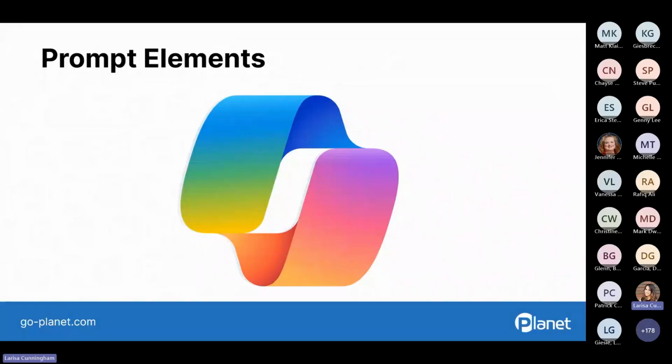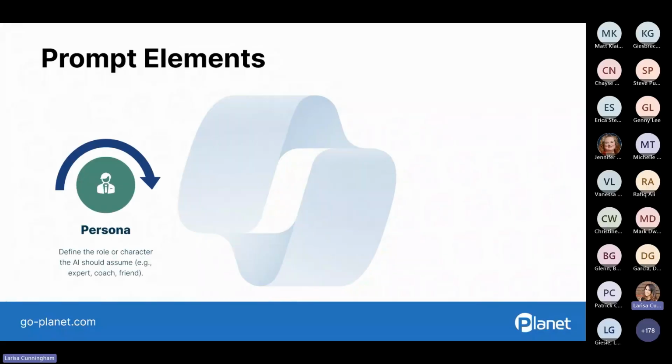So some different prompt elements to consider including. The first that I would recommend is a persona. So one thing that might have improved my prompt earlier is if I had told Copilot to assume that it was an IT professional and kind of what role they were playing. So define the role or character that Copilot needs to assume as it's achieving the task you're giving it.